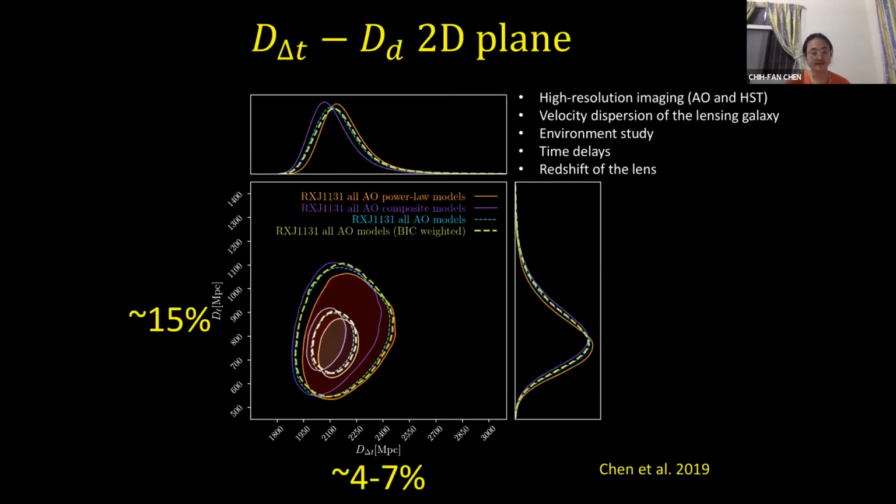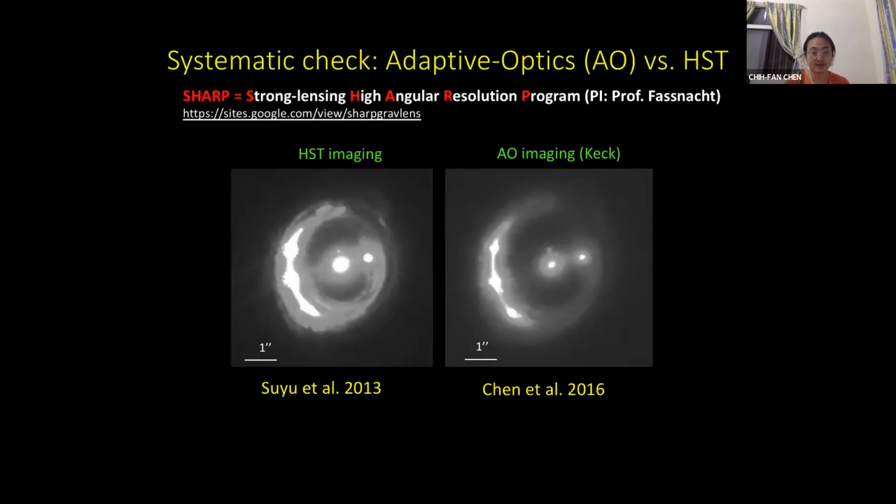So let me summarize. For each lens, in general, we can compress all the information to the two-dimensional D delta t, Dd plane and use it to determine the Hubble constant. Since D delta t can be very precisely determined to 4 to 7% for each lens, and Dd is around 50% when we marginalize over the anisotropy parameter, the main information constraining H0 comes from D delta t. Okay, so this is the basic idea of how we constrain the Hubble constant.